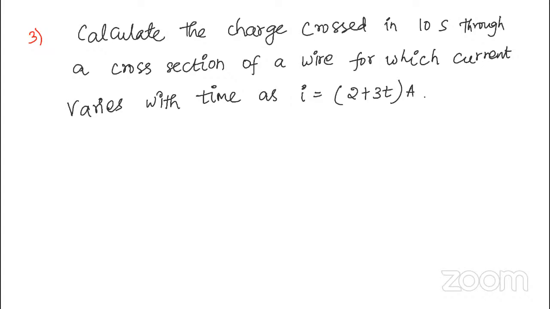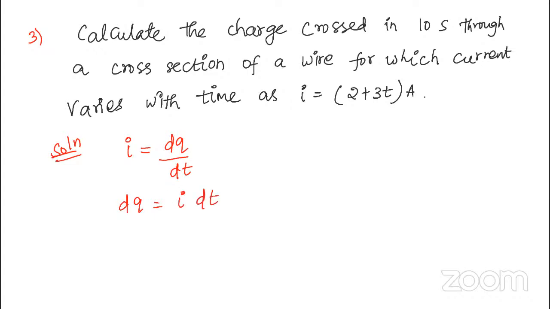Okay. So calculate the charge crossed in 10 seconds. So what value do we have to find out? The charge. Here they have given the value of I. First write down the formula. So go for the solution. We know the value of I is equal to dq by dt. So here dq is equal to I into dt.